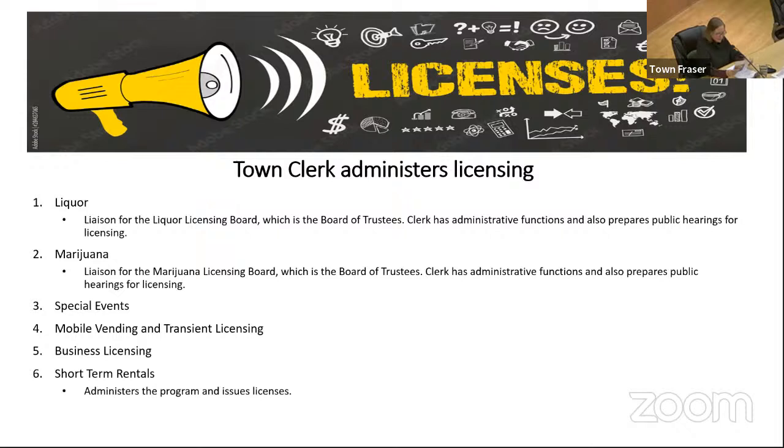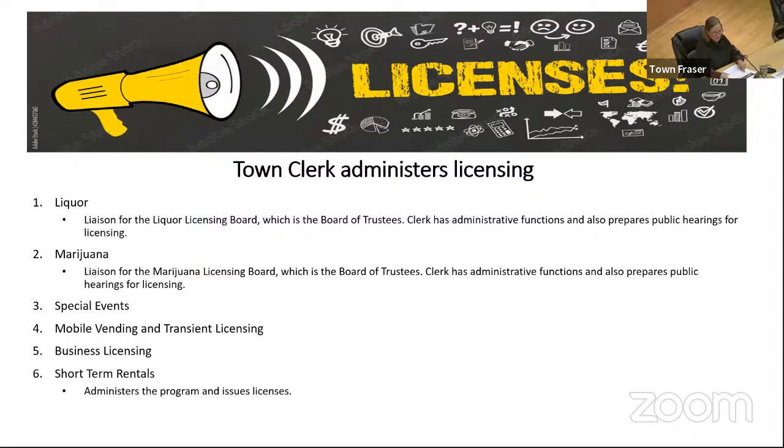Public hearings would go to the licensing board, which would be larger items like new liquor licenses, large modifications, or potential violations that don't allow a license to be renewed administratively. And it's really the same for the marijuana licensing. Again, the clerk is the liaison for the marijuana licensing board and has the same administrative functions as the liquor licensing. The town clerk administers all special events.